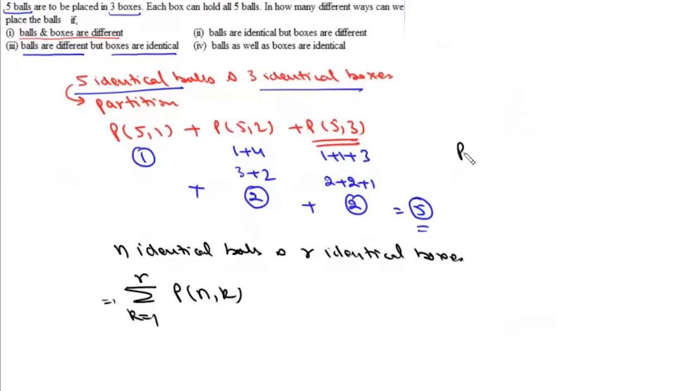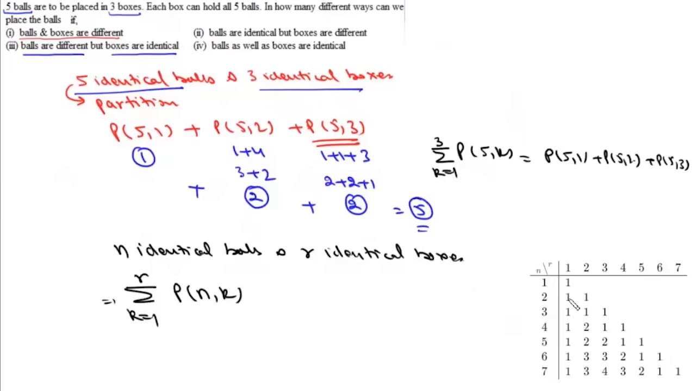Now for our problem, this is summation k varies from 1 to 3 of P(5,k), which is P(5,1) plus P(5,2) and P(5,3). Now we can use either this partition table: P(5,1) is 1, P(5,2) is 2, and P(5,3) is 2. So it'll be 1 plus 2 plus 2, which is 5, or we can use the recurrence relation for the partition function, which we have discussed in the previous video. So this is how we distribute balls into boxes if boxes are allowed to be empty.